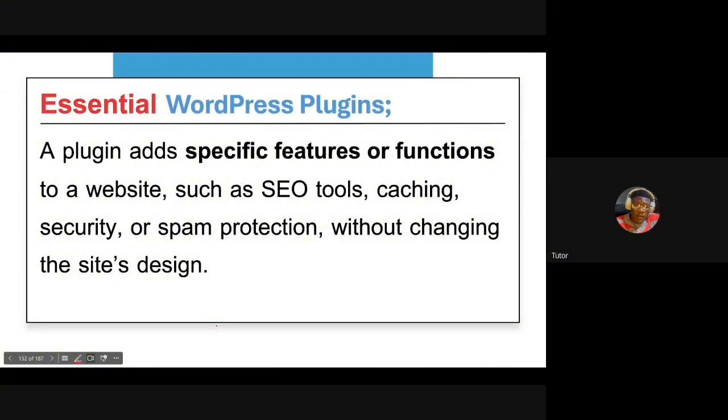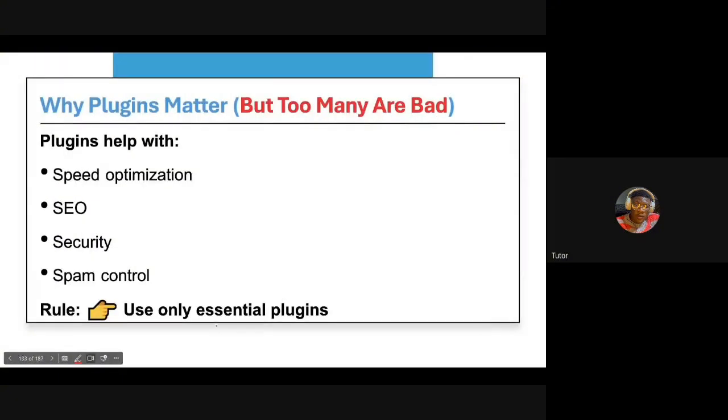Now, essential WordPress plugins. A plugin adds specific features or functions to a website, such as SEO tools, caching, security, or spam protection, without changing the site design. This is the work of a plugin, and this is why you need the essential plugins. Now, why do plugins matter? But too many are bad. This is why I've been shouting at some of our students. I always say, don't go on installing any plugin you see, anyone that is looking beautiful, install it. No, you must have only the essential plugins. Don't have too many plugins.